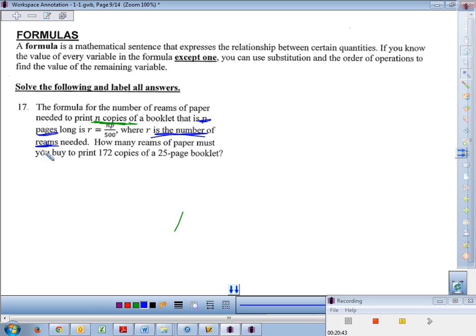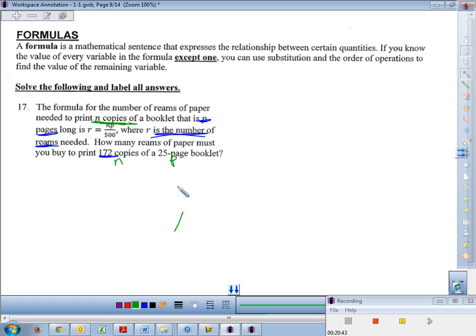So it says, how many reams of paper must you buy to print 172 copies in a 25-page booklet? So here's some numbers. 172. Let's figure out which variable it stands for. Does it stand for the R, the N, or the P? What do you think? What does the 172 stand for? It stands for number of copies, right? So I put an N underneath that personally. Like there's N right there. 172 is an N. And then 25-page booklet is which one of the left that we have, R or P? That is P, number of pages.